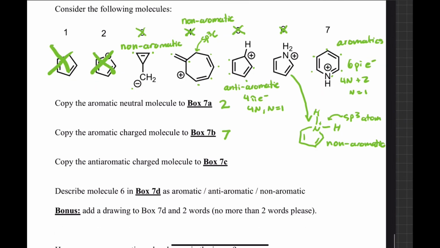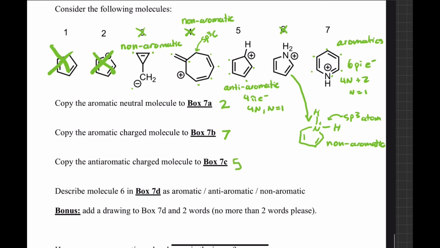7c asks for an anti-aromatic charged molecule. Since we already solved this, we can see it is clearly going to be molecule 5. Just to do a little review, we said there were 1, 2, 3, 4 pi electrons, and there was no presence of an sp3 atom. Therefore, this is an anti-aromatic charged molecule. And the answer for 7c is 5.